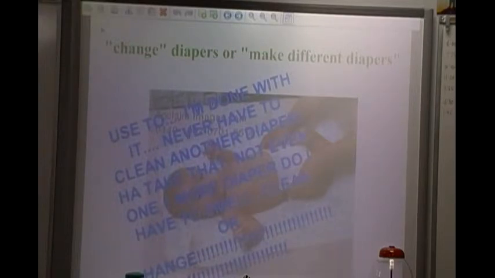And then I made a revision here last night, and let me read it the way I was typing it last night. Used to! I'm done with it! Never have to clean another diaper! Ha! Take that! Not even one more diaper do I have to smell, clean, or change! Yay! Diaper, anyone in here have a younger brother, sister, cousin that you are sometimes responsible for changing the diaper?